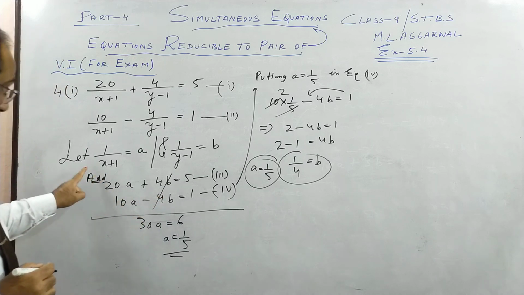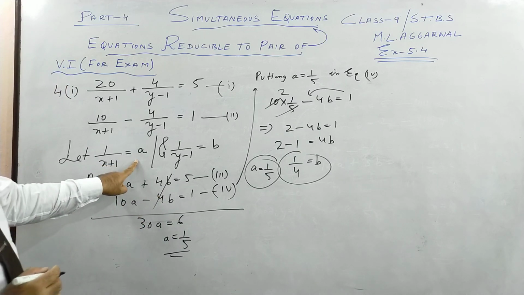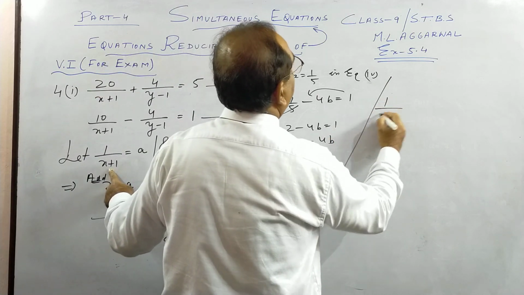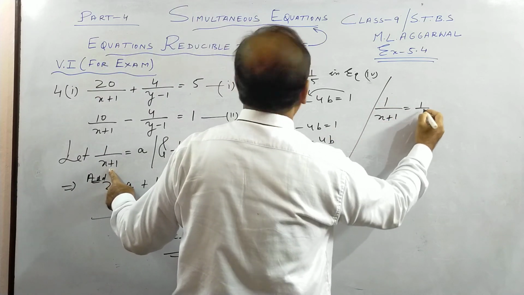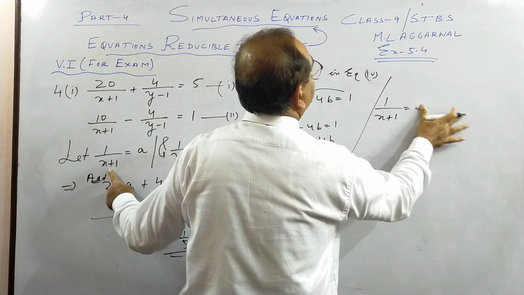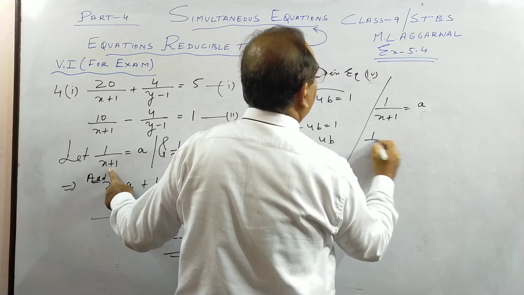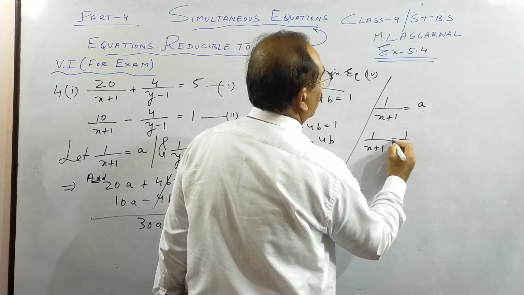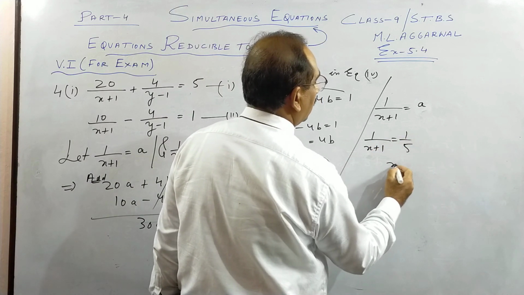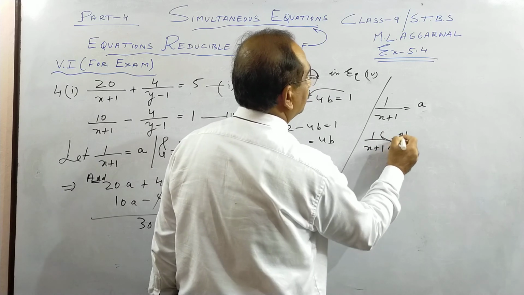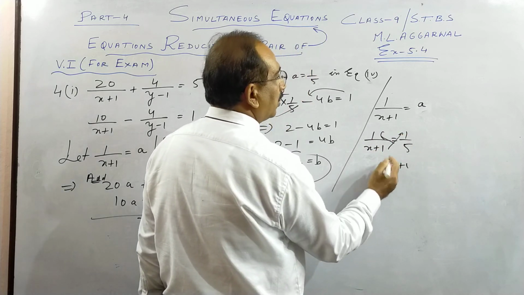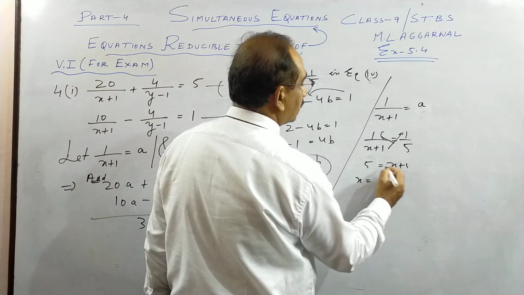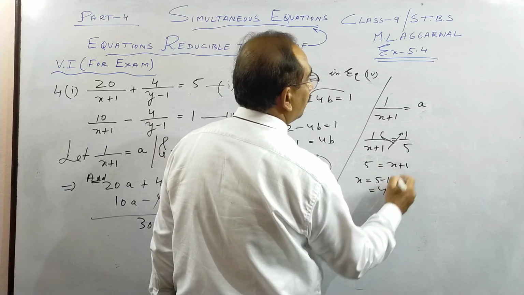Last part, we go back, so again we have to substitute here. Finally, we know 1 by x plus 1 is A, so 1 by x plus 1 equals 1 by 5. You can equate denominator with denominator because the numerators are the same. So x plus 1 is 5, and x is 5 minus 1, which is 4.